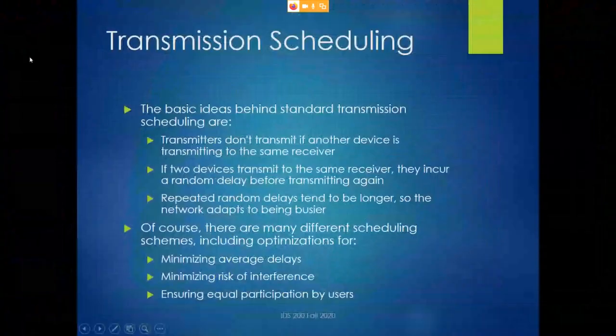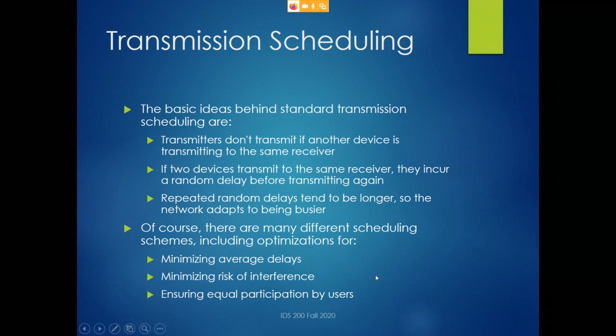Now, however, there are many, many different scheduling schemes. This is not a computer science course. This is just IDS 200, so we don't actually need to know what these scheduling schemes are. But there are different ways you can optimize them for things like minimum average delays. So how long a device has to wait before it gets a turn to transmit.